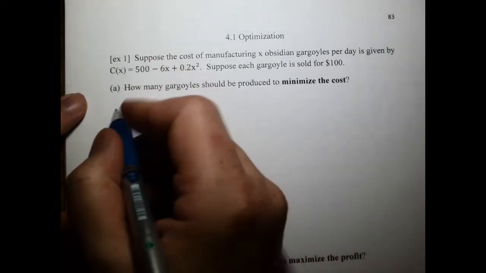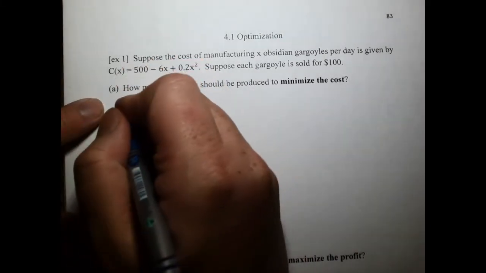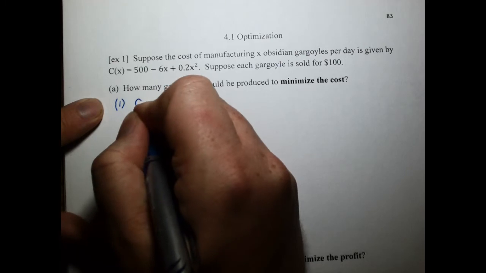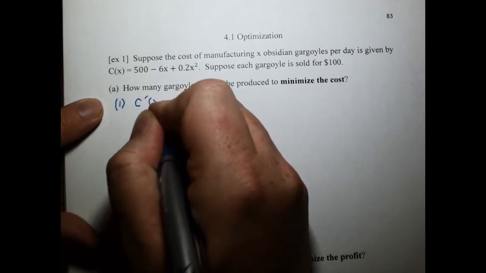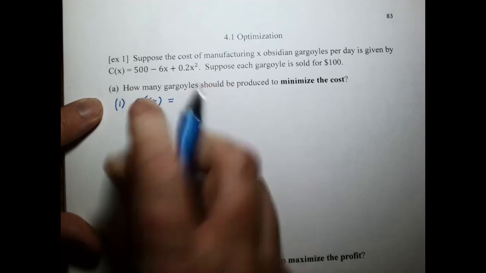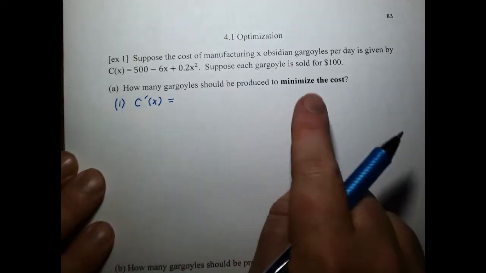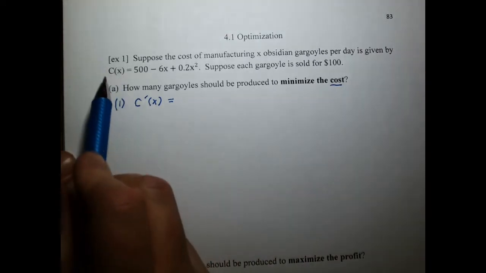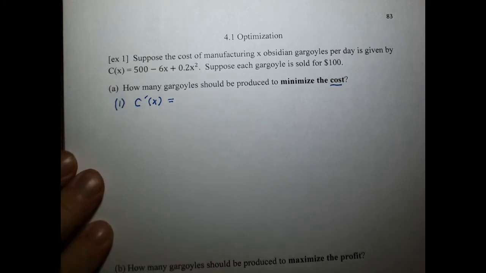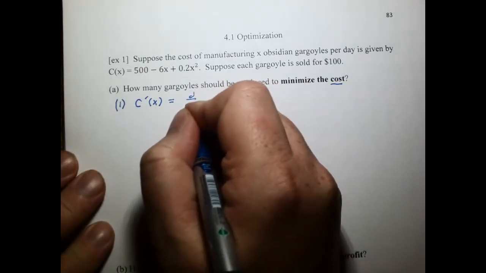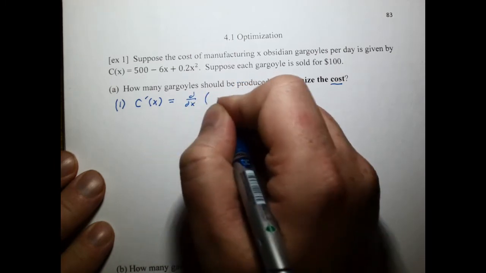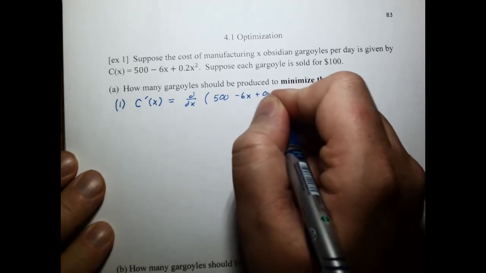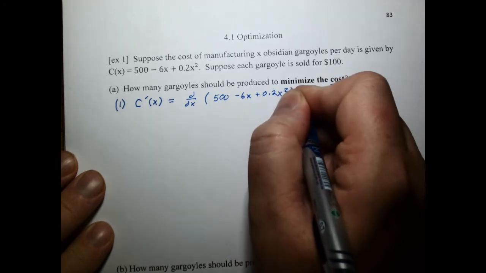Now, we probably had other ways of doing this in algebra, but if we want to use calculus, first of all, if we want to figure out when something maximizes or minimizes, we're going to use the derivative. And since we are minimizing the cost, we're going to take the derivative of the cost function. So the derivative of the cost function is the derivative of 500 minus 6x plus 0.2 x squared.